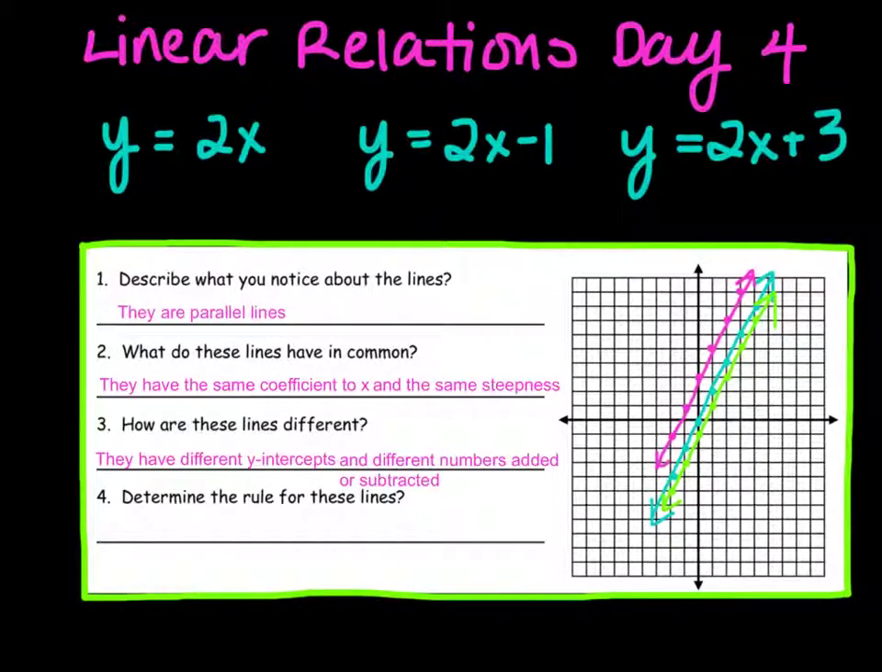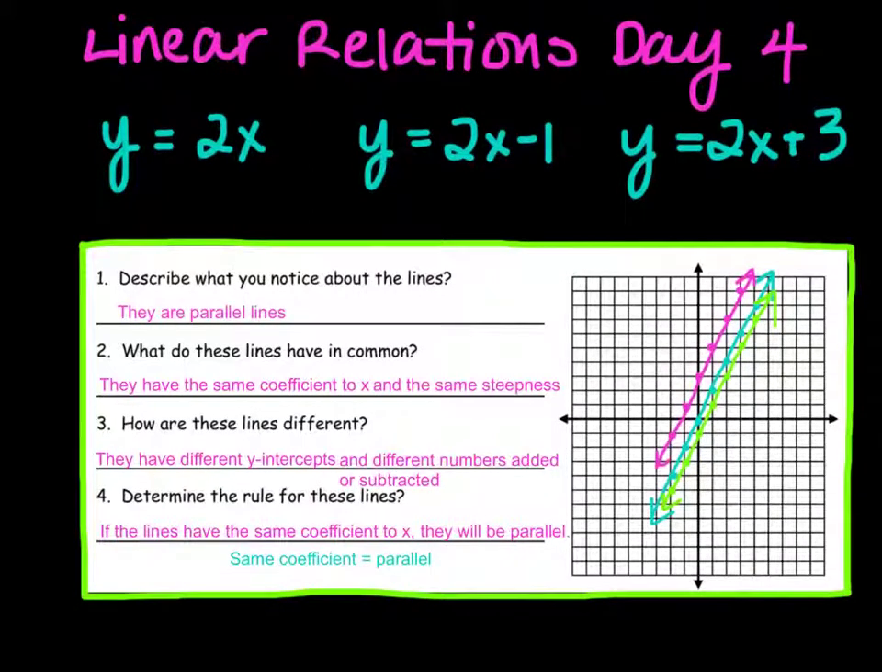Now, to determine the rule for these lines, again, we want to look at what's consistent, what's the same. And the rule here is if they have the same coefficient, then these lines will be parallel. So I can abbreviate this. Same coefficient means they're parallel. And again, that would be the rule for this type of equation. So anytime you see that two equations have the same number in front of x, you need to automatically know that they will be parallel lines.